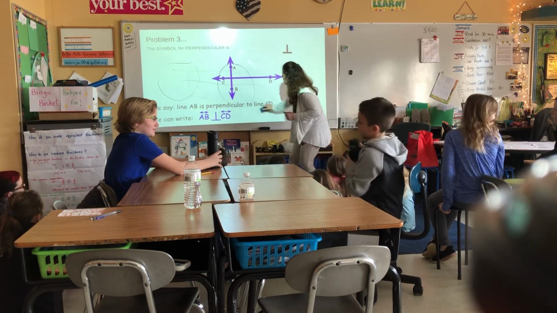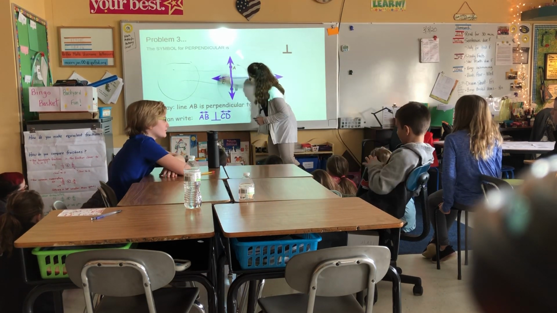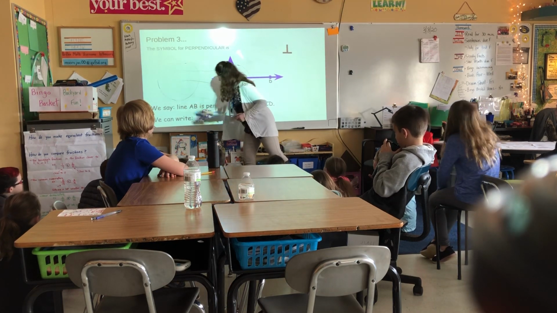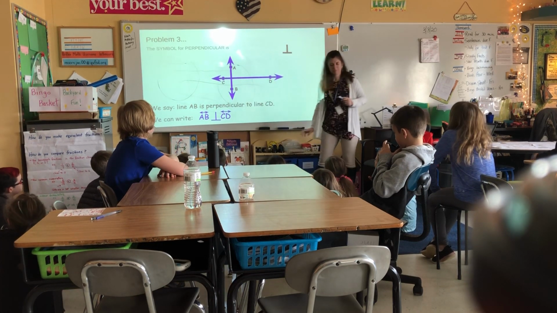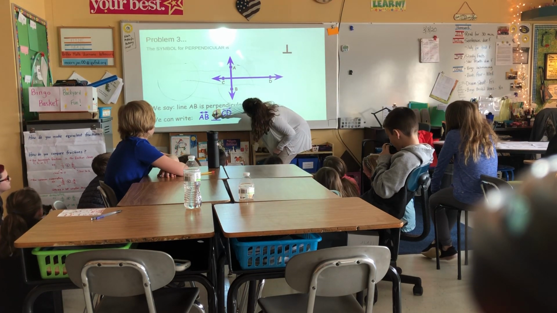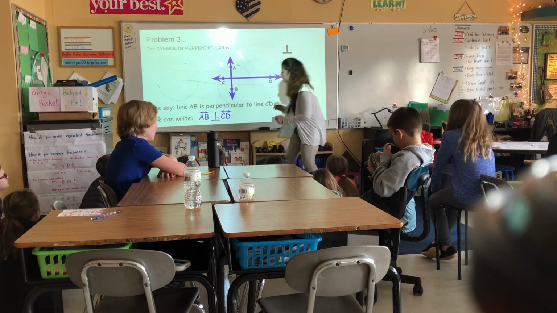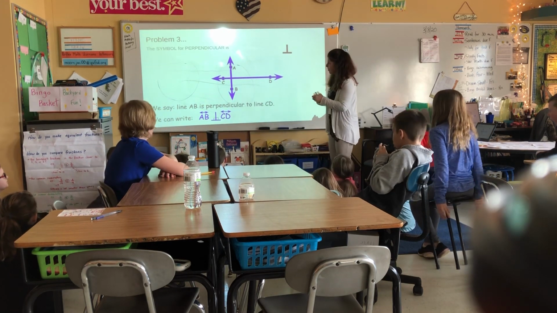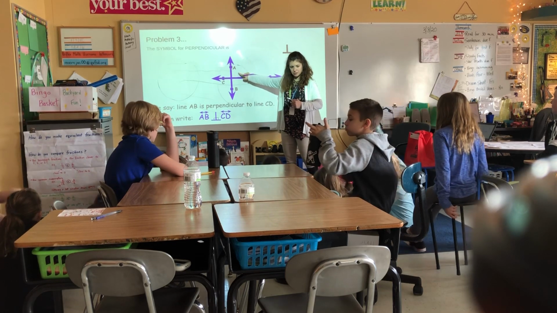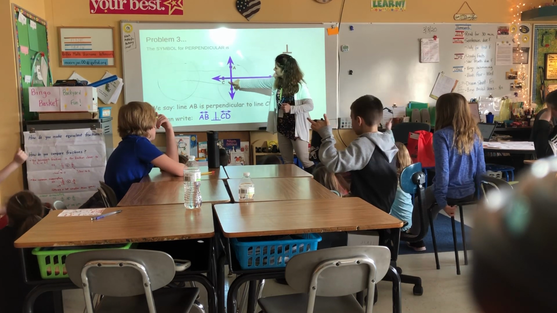Okay, so let's look at this. The symbol for perpendicular. Do you see the symbol for perpendicular? It's kind of like an upside down what? T. And look, in the sign it has little tiny right angles. You see those? So in this example, we have 4 right angles. Thumbs up if you agree with that. Do you see the 4 right angles?